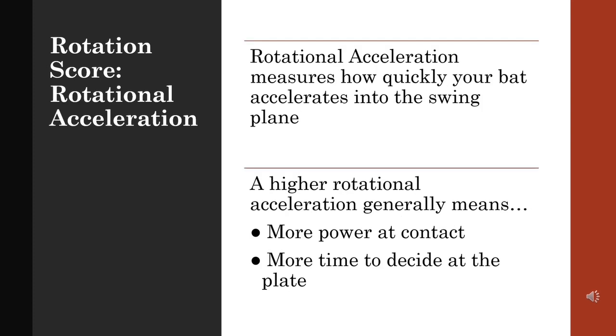Okay, now we're talking about rotational acceleration, one of the most impactful metrics that Blast provides. I do think that most people misunderstand when this measure is taken, so we have a couple of really good visuals on the next two slides that basically demonstrate that. A high rotational acceleration generally means better sequencing, more power at contact, and definitely more time to decide at the plate whether you're going to take a swing or not. Let's look at a couple of pictures and get a better sense for when this is measured.